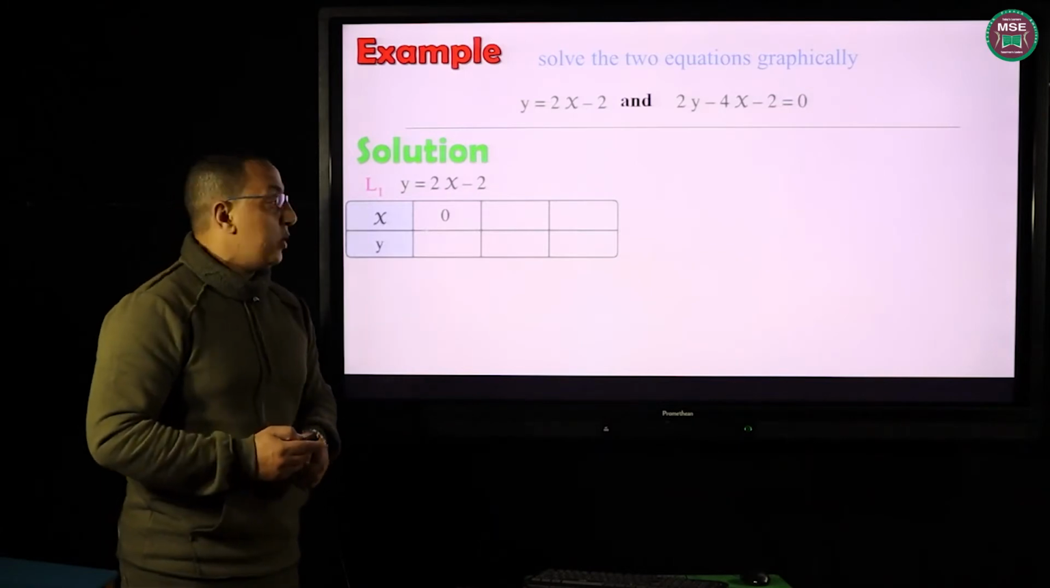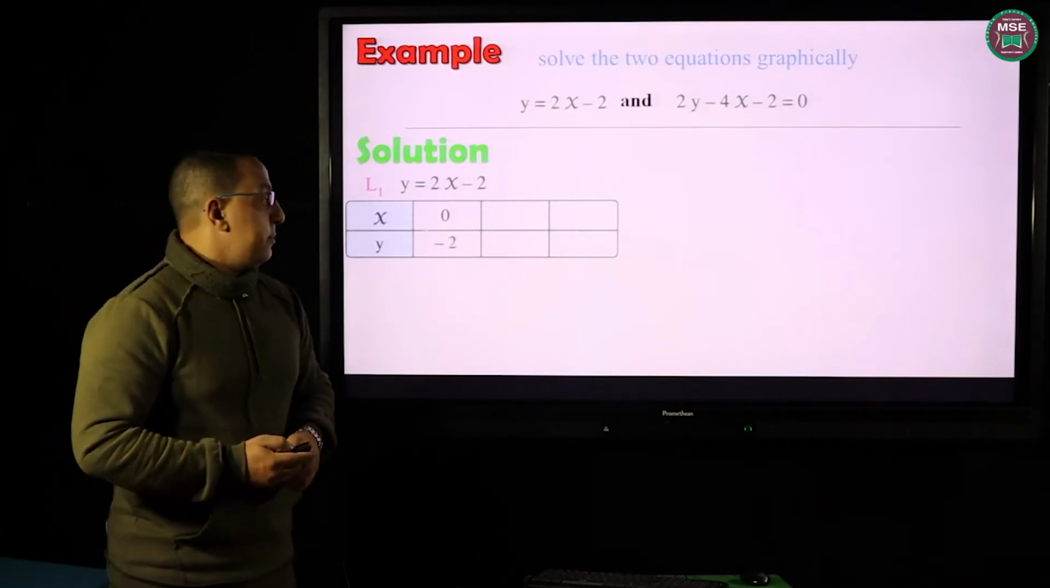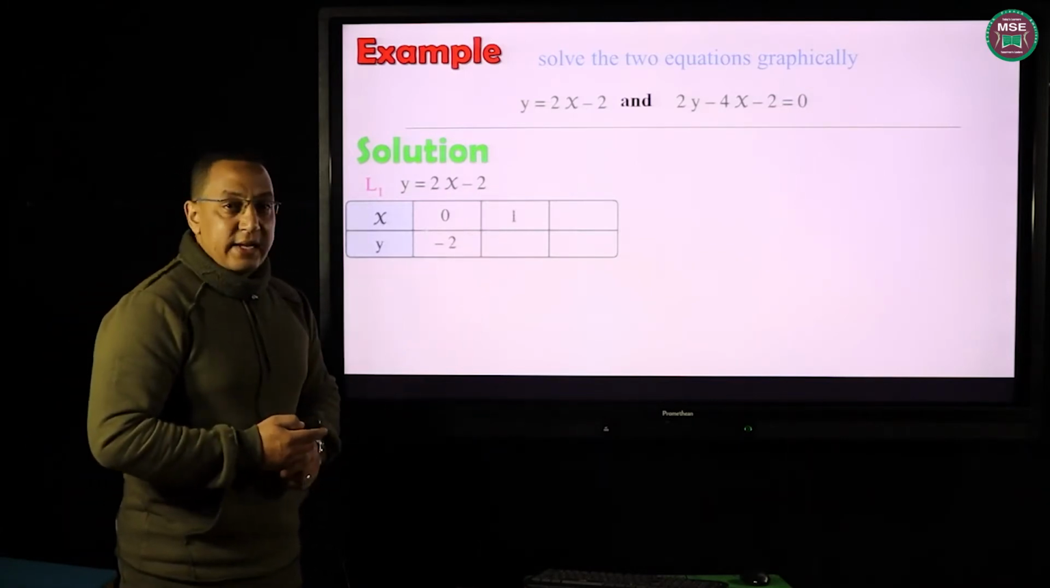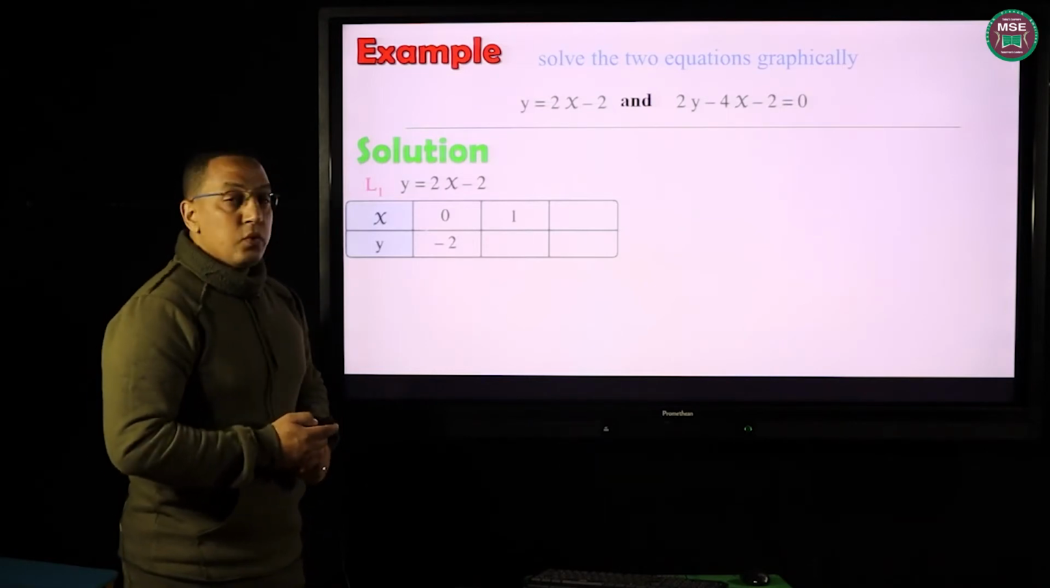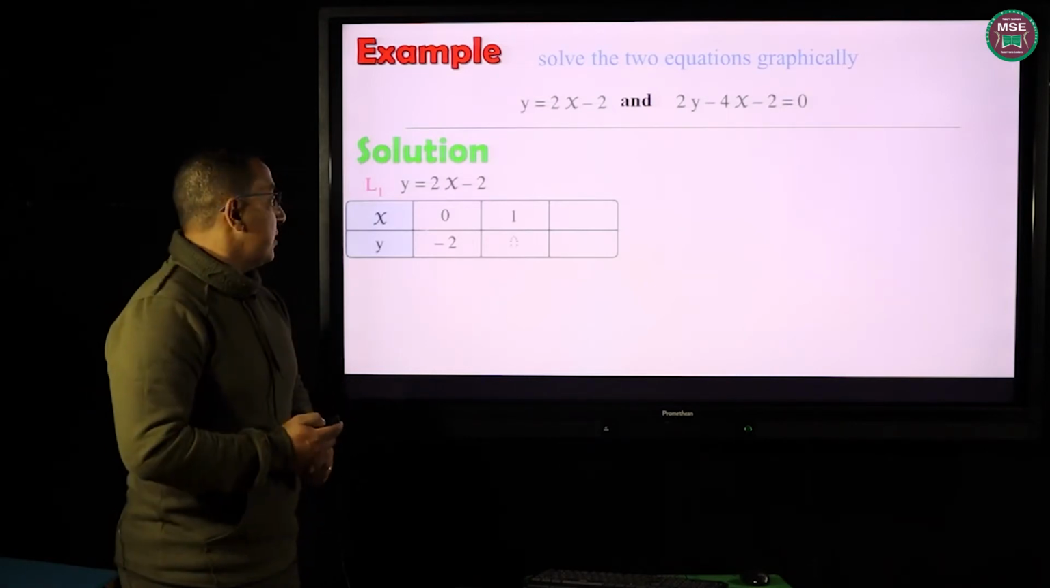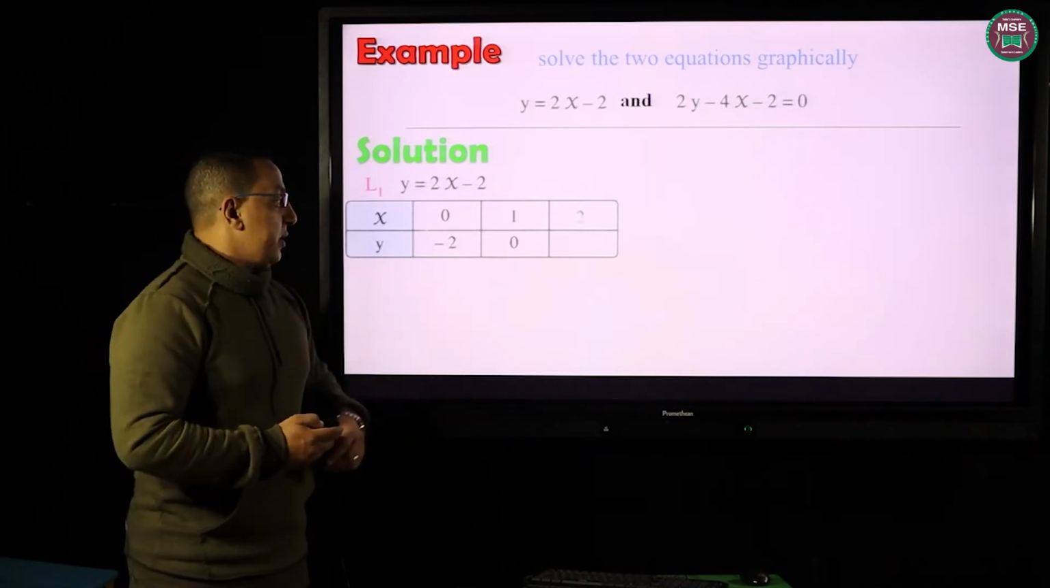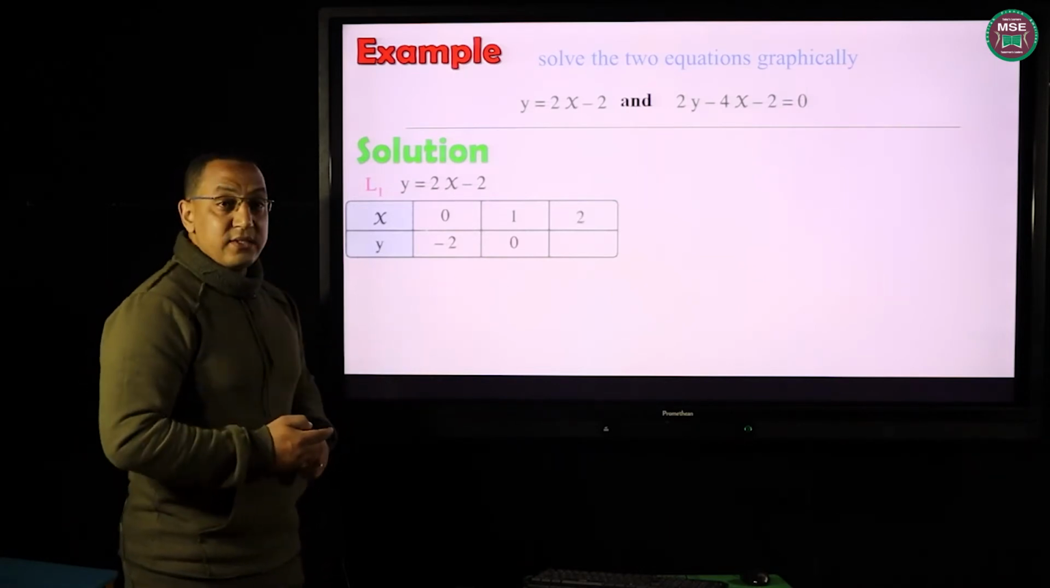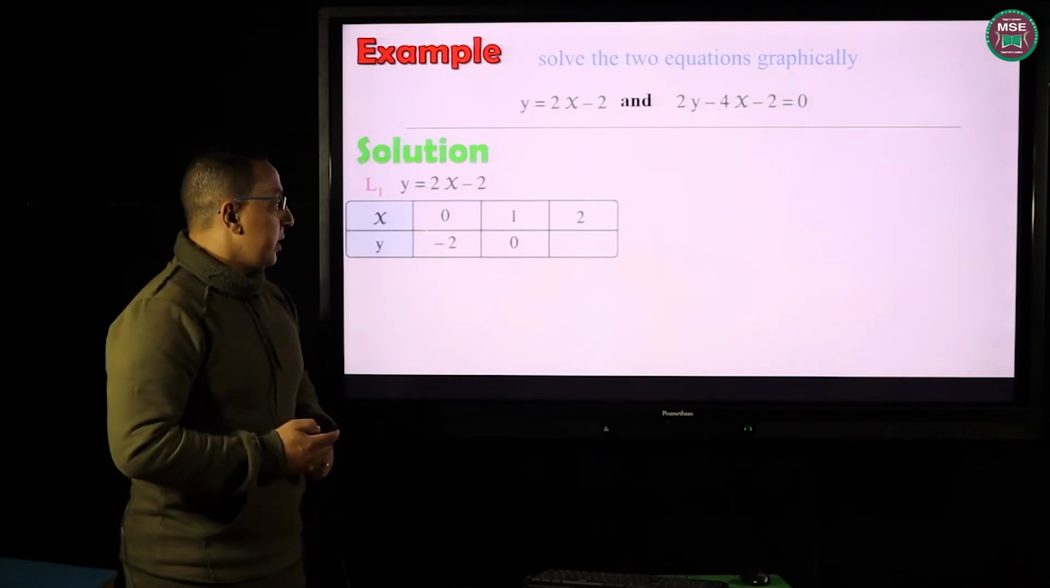2 times 0 minus 2 equals negative 2. And in place of x, again, I'm going to write 1. So it will be 2 times 1 minus 2 equals 0. Here, I'm going to write 2 again in place of x. 2 times 2 minus 2 equals 2.